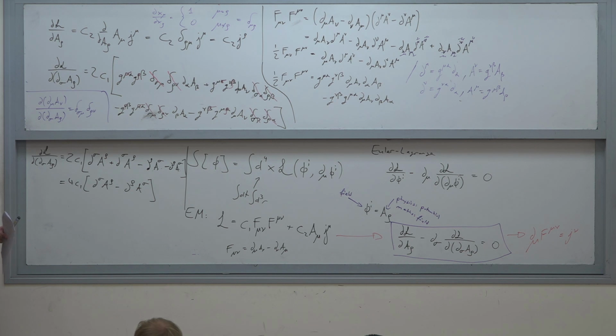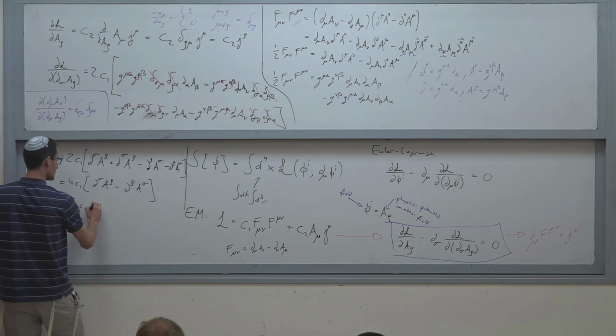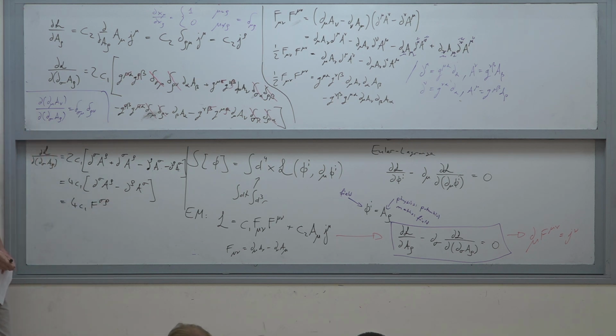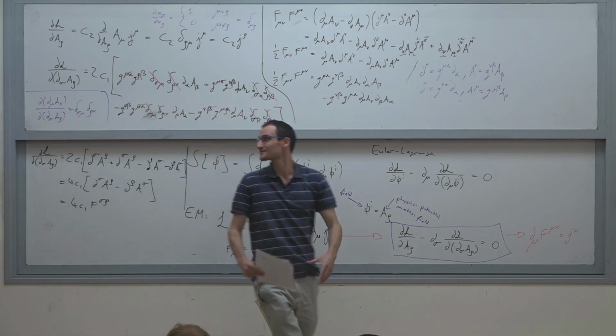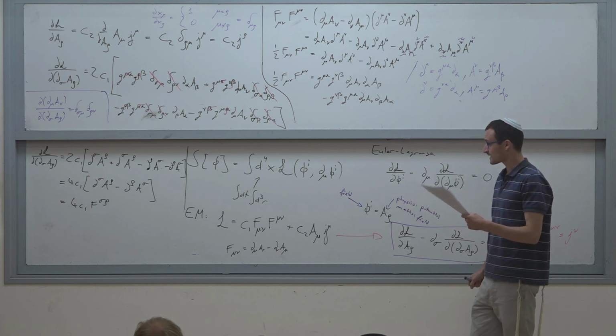Does this look familiar at all? This expression in the brackets? This thing here, right? So this is equal to 4c1 F^{σρ}. So this derivative is equal to this. Easy to see, right? Just like, you know, one full board of calculation. That's what it's equal to. And it's correct, wow.